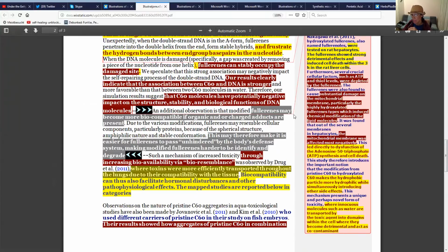Fullerenes may become more biocompatible if organic and or charged adducts are present. This may therefore make it easier for fullerenes to pass unhindered by the body's defense system, making modified fullerenes harder to be identified and degraded, increasing bioavailability via bioresemblance, where toxins were more efficiently transported through the lungs due to their compatibility with the tissue. Biocompatibility can thus also facilitate hormonal disturbances and other pathophysiological effects. The MAP studies are reported below in categories.